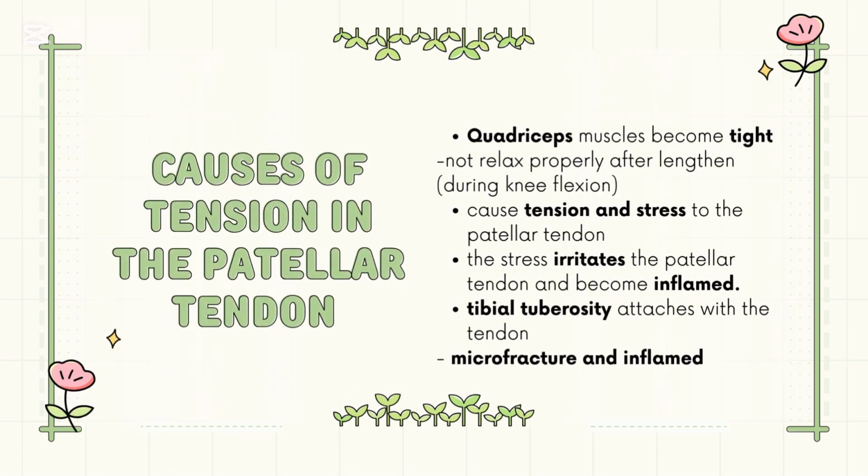Tension of the patellar tendon occurs when the quadriceps muscles become tight because they do not relax properly after lengthening during repetitive knee flexion. This causes tension and stress to the patellar tendon. The stress irritates the patellar tendon and it becomes inflamed. The tibial tuberosity attached to the tendon will have microfracture and become inflamed.